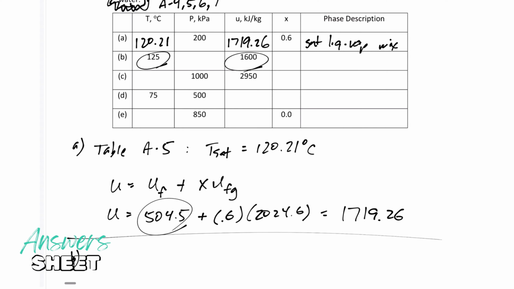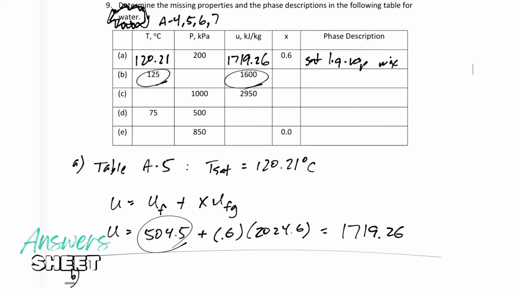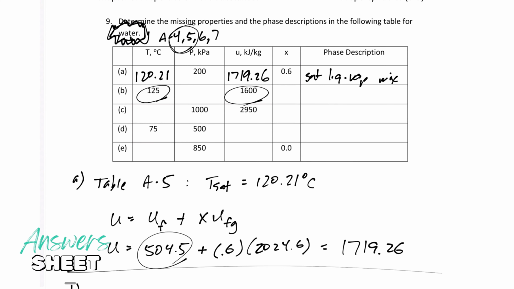Is it compressed liquid? Is it superheated? I don't know. And when you don't know, go to table A4 and 5. Go to the saturated quantities. If it's on there, then it's saturated. If it's in between the uf and the ug, then it's saturated. But if it's out of the range, then it might be superheated or compressed liquid.